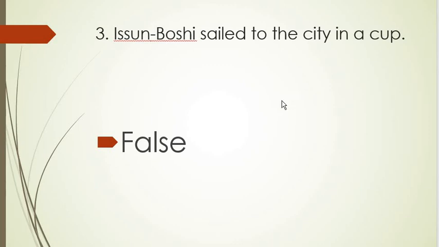What did he use? He used a bowl, a soup bowl, correct? Because his father gave him a sword made from a sewing needle, and his mother gave him the soup bowl, which he used as a boat. So cup is incorrect. Here it should be bowl, then it was true, but here it is cup, so this statement is false.